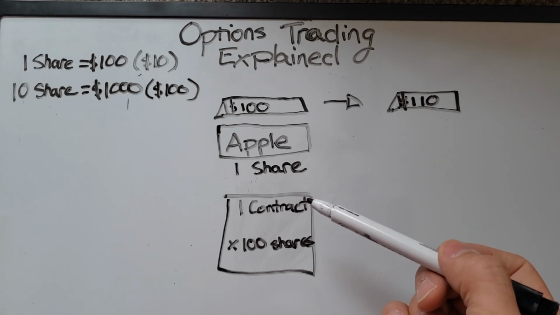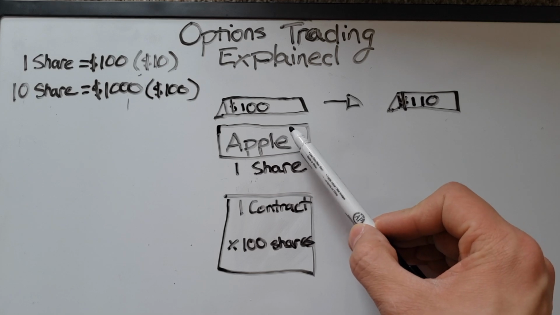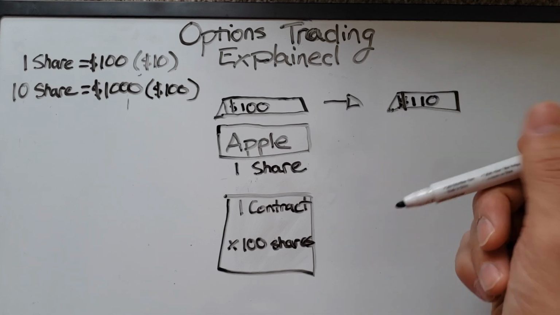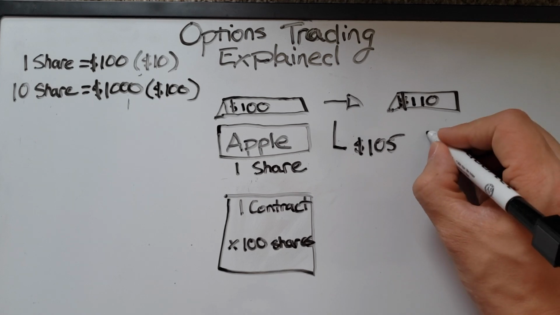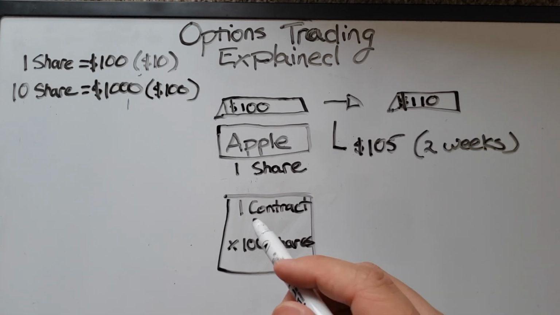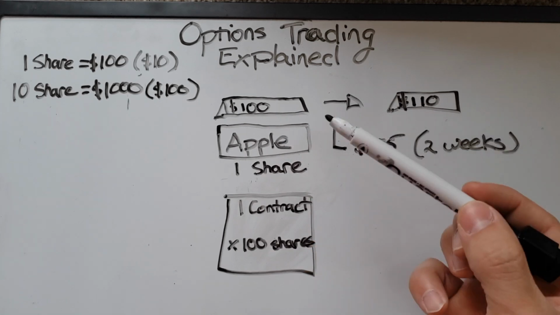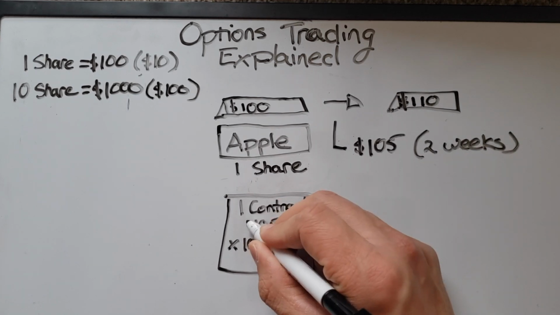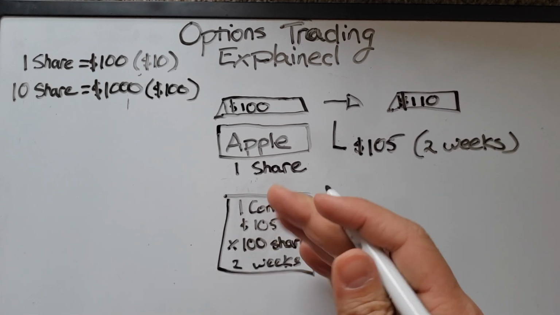What a contract does is it gives you the right to buy 100 shares of a certain stock for a certain price by a certain time. Let's simplify that. Let's say you're anticipating the stock being worth around $105, and the time period would be 2 weeks. That's your time period and that's your target price. You're anticipating the price of Apple to go to $105 in 2 weeks. So you purchase a contract with a strike price of $105, and it expires in 2 weeks. That would be the entirety of your contract.